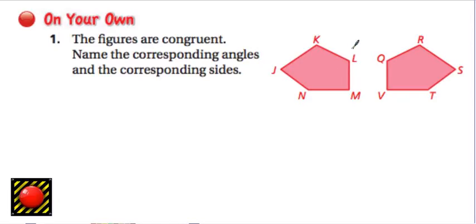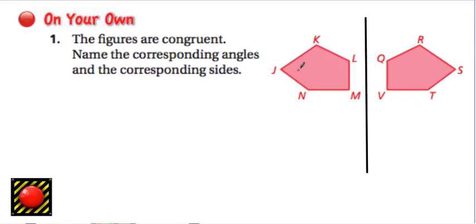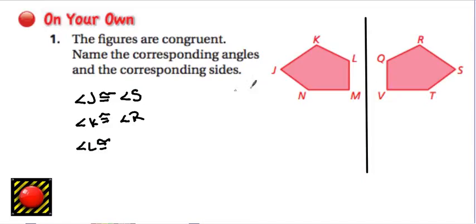Okay, this is also a reflection, and you can see, pretend like there's this imaginary y-axis right here, and so you can kind of see how there's a reflection right here. And so you should have had angle J is congruent to or corresponding with angle S. Angle K is corresponding or congruent to angle R. Angle L is congruent to or corresponding to angle Q.